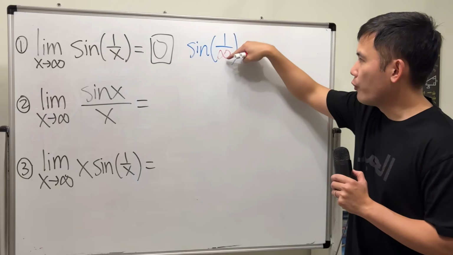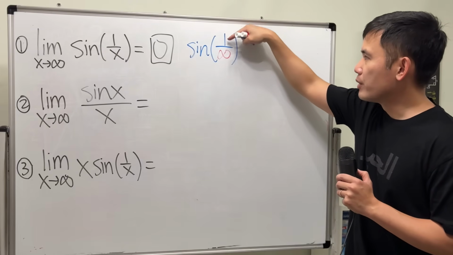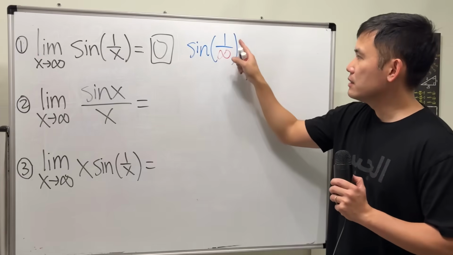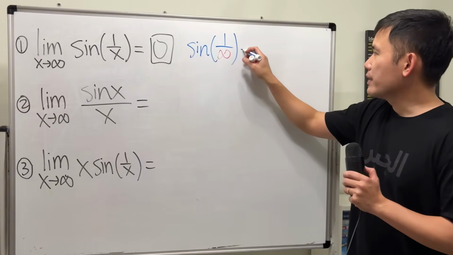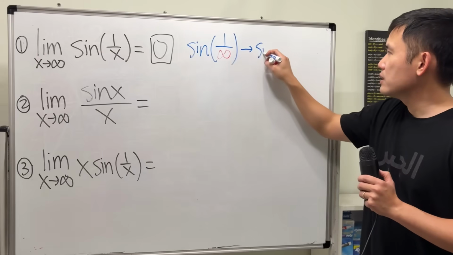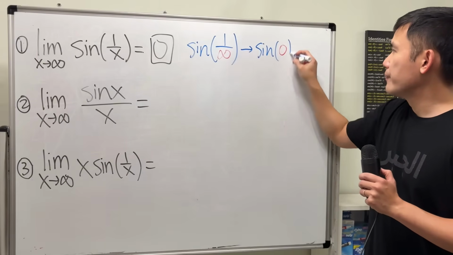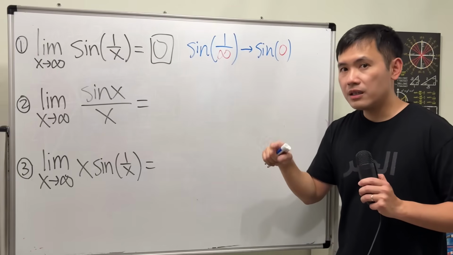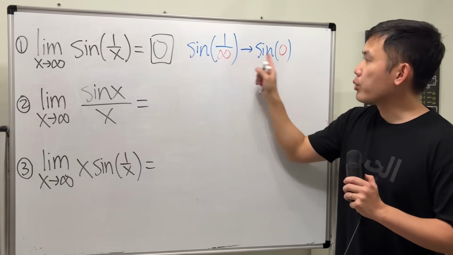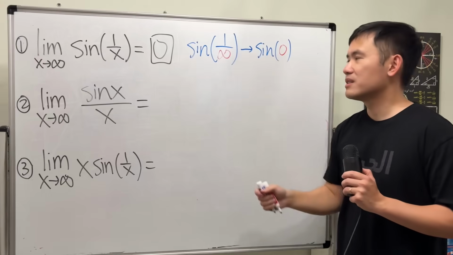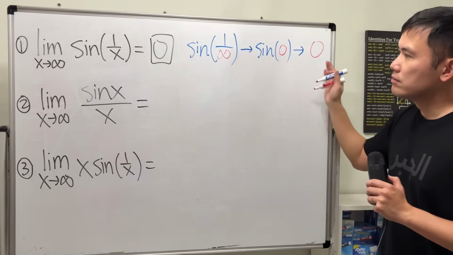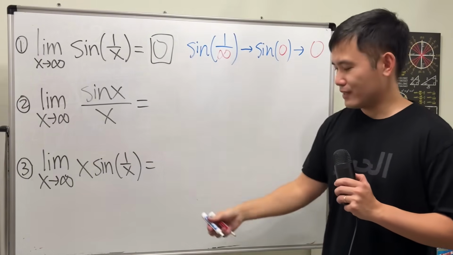Inside, we have 1 over infinity. A finite number over infinity, we get to draw a conclusion, and that is, this is going to be 0. Right here, we know this is approaching sine of 0. And notice that I'm using an arrow right here instead of the equal sign because it's approaching, so technically I'm taking the limit. And then sine of 0, of course, that is going to be going to 0. So we are done, just like that.